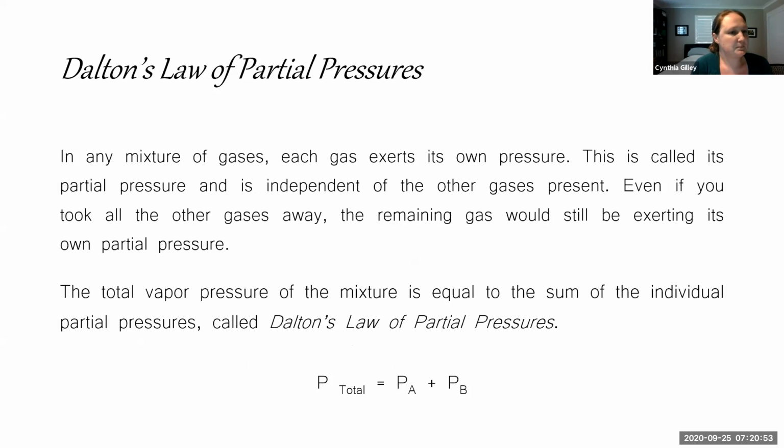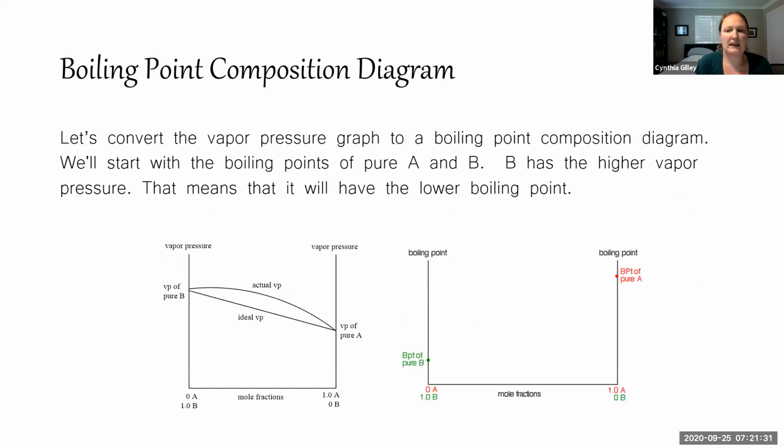Not yet, anyway. So Dalton's law of partial pressures, right, which basically takes the partial pressure from A and B, adds them up to get the total pressure. So in any mixture of gases, each gas exerts its own pressure. This is called the partial pressure and is independent of the other gases present because the molecules are so far apart. Even if you took all of the other gases away, the remaining gas would still be exerting its own partial pressure. So the total vapor pressure of the mixture is then equal to the sum of the individual partial pressures. And this is called Dalton's law of partial pressures. Again, something you probably heard of in general chemistry.